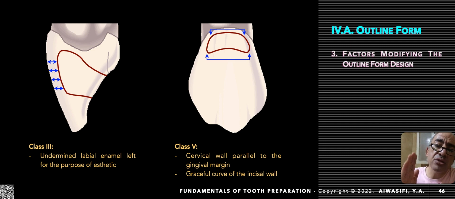This will allow the light reflection to be in the same direction. That's why you couldn't notice where the margin of the restoration and the margin of the tooth structure is. This is some sort of optical illusion. This is called graceful curve.